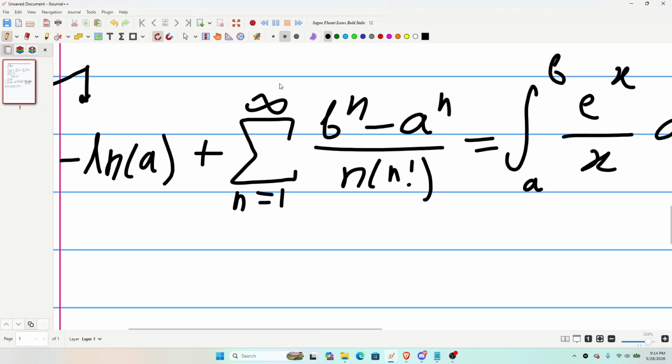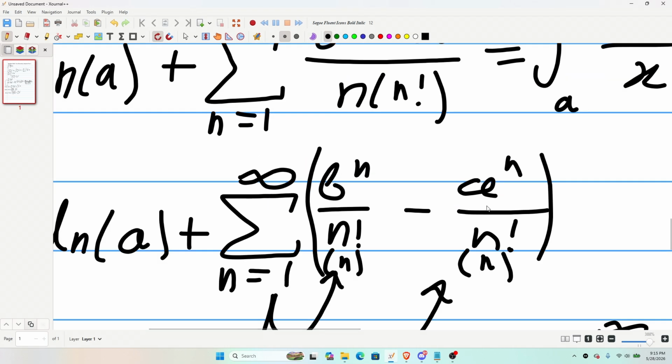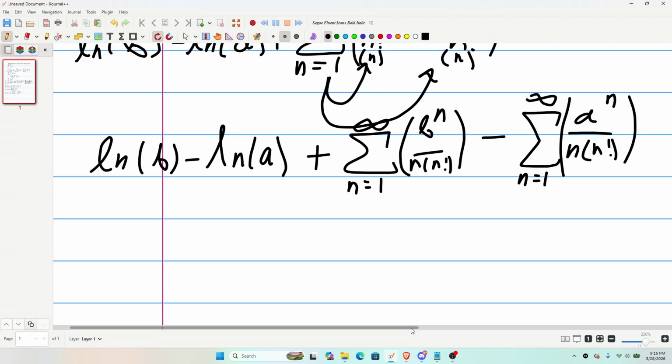First thing I want to do is split this sum into two. Future me, sorry, I forgot to add the factor of n. So in the sum area, we have the sum from n equals 1 to infinity of b to the n over n times n factorial minus a to the n over n times n factorial. You get ln b minus ln a plus the sum from n equals 1 to infinity of b to the n over n times n factorial minus the sum from n equals 1 to infinity of a to the n over n times n factorial. That's a mouthful, sorry.